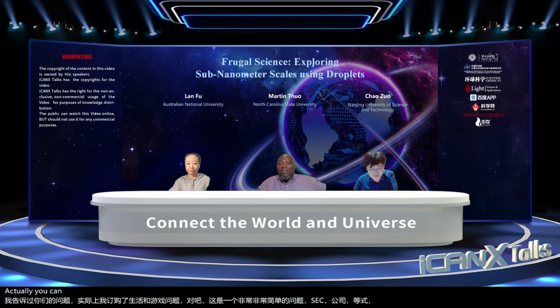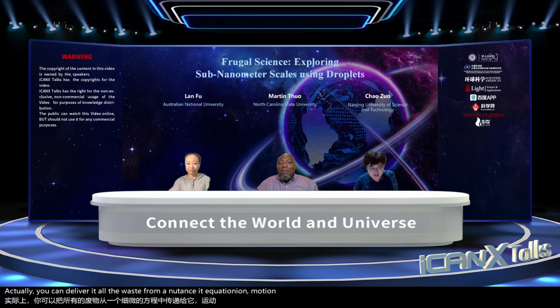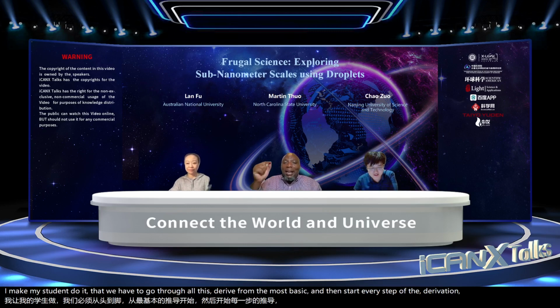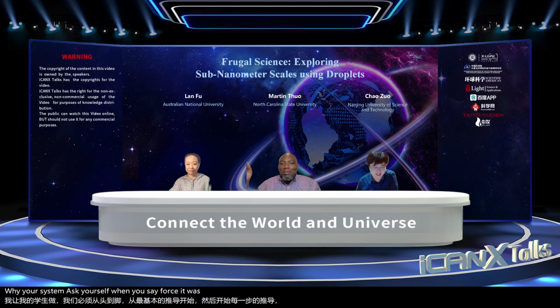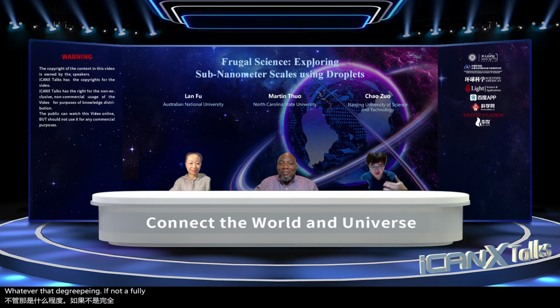Right? It's a really, really simple wetting force equilibration equation. Actually, you can derive it all the way from Newton's equation of motion, right? And I make my students do it. We have to go through all this. Derive from the most basic and then, at every step of the derivation, apply your system. Ask yourself, when you say force equals mass times acceleration, what does that mean in your equation? What does that mean? What potential influencing factors are not fully included in your model?